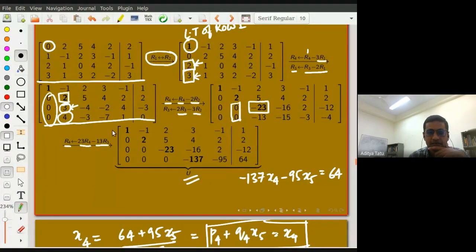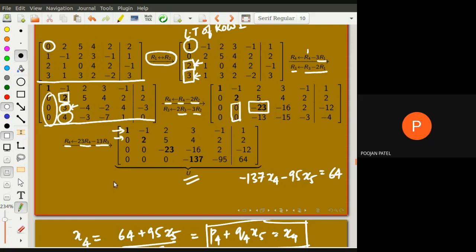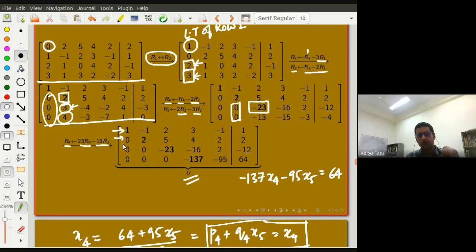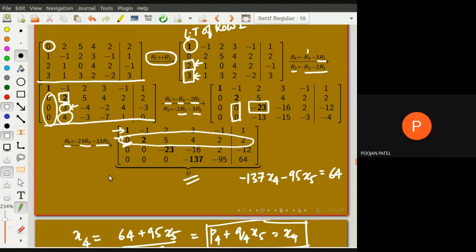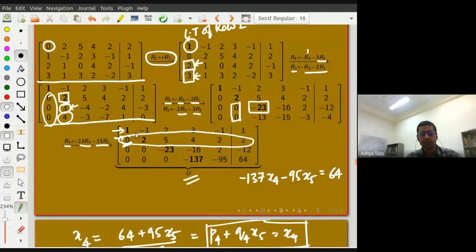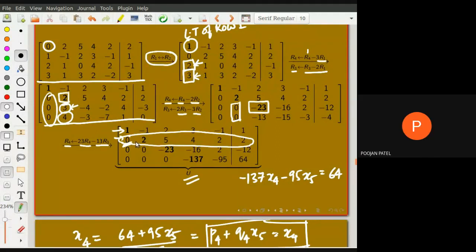See, for example, can these two rows be linearly dependent? Row 1 and row 2. It means we can write one in terms of the other. How? By multiplying this row by what number will you get a non-zero entry in this? No, actually no number. So therefore, these two have to be linearly independent. Independent, right? Yes.